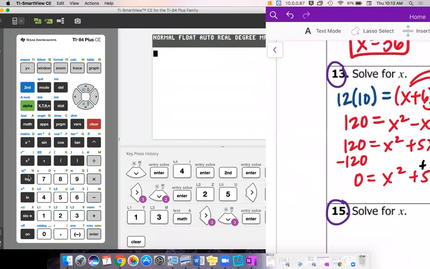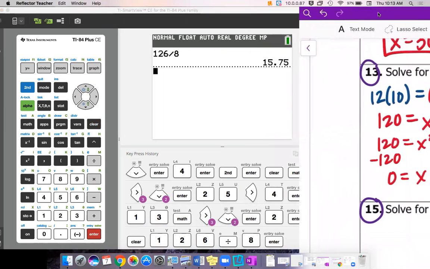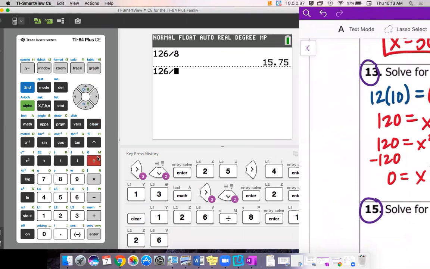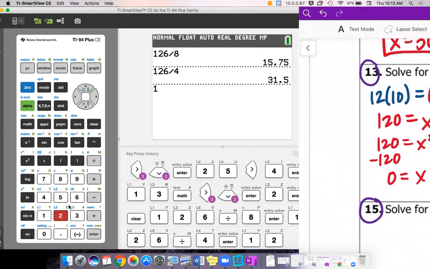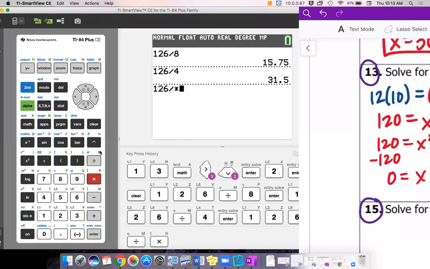Okay, so we need it to be 126. So I just type in 126 and I start dividing by numbers that I think would work. So like 8, maybe. And then if it comes out nice, then we know that that's a combination. So since that has a decimal, it doesn't work. So 126, let's do, I don't know, divided by 4. That also doesn't work. What about 126 divided by 9? Then you would just keep trying numbers until you get something that works.